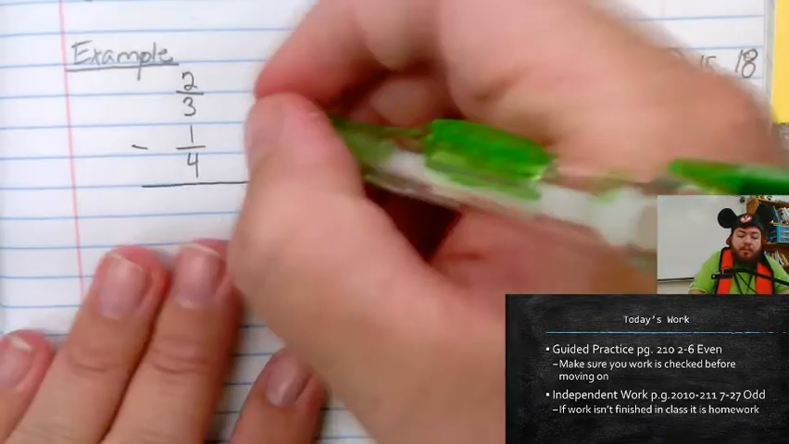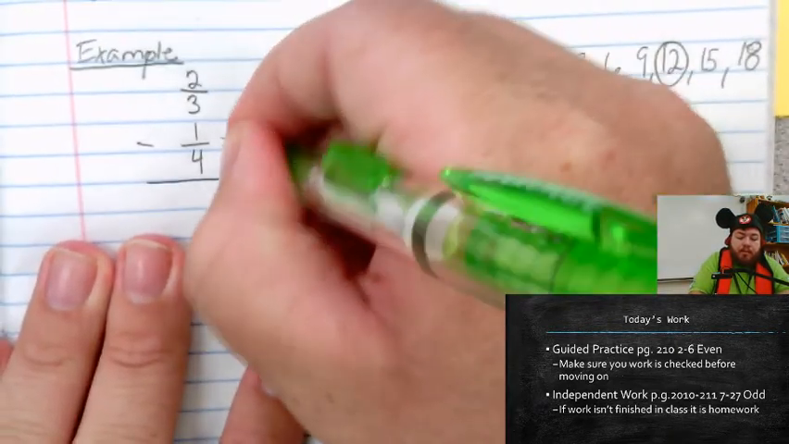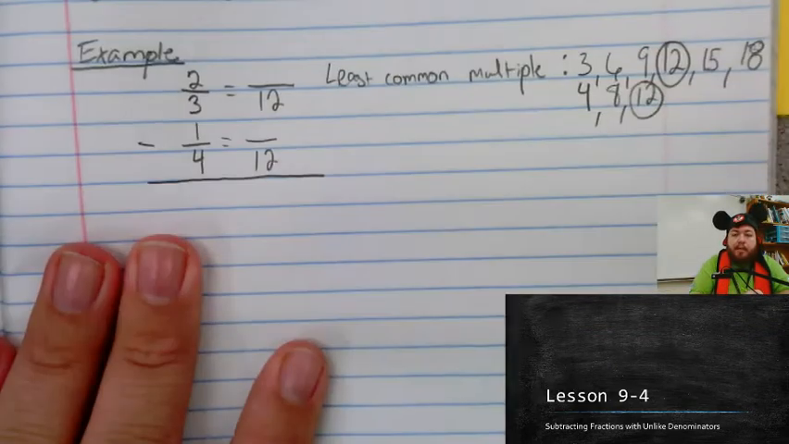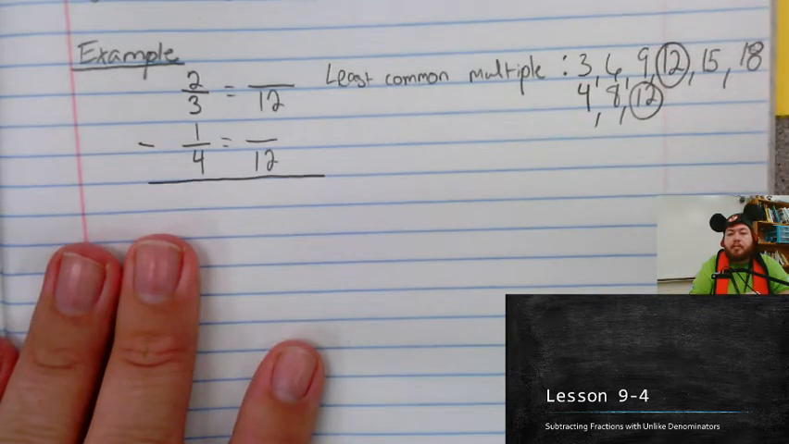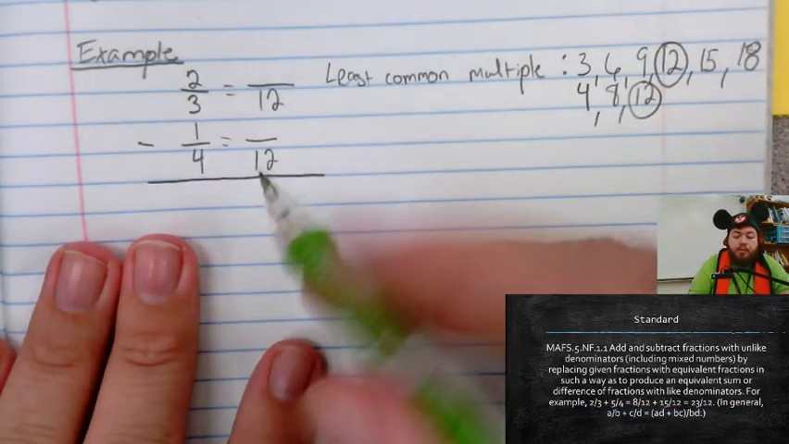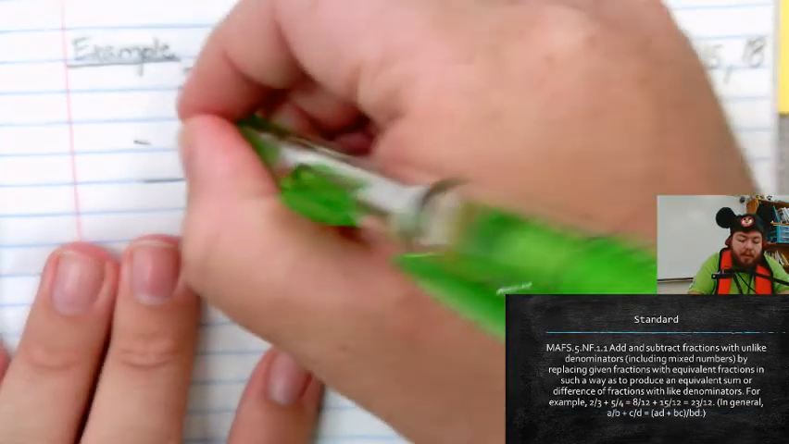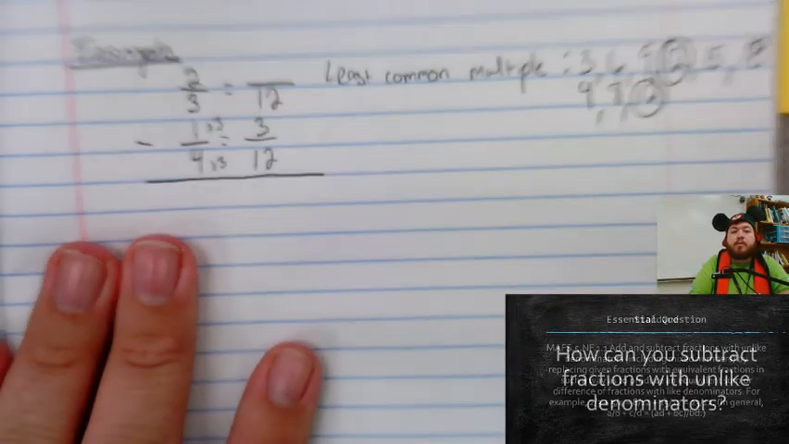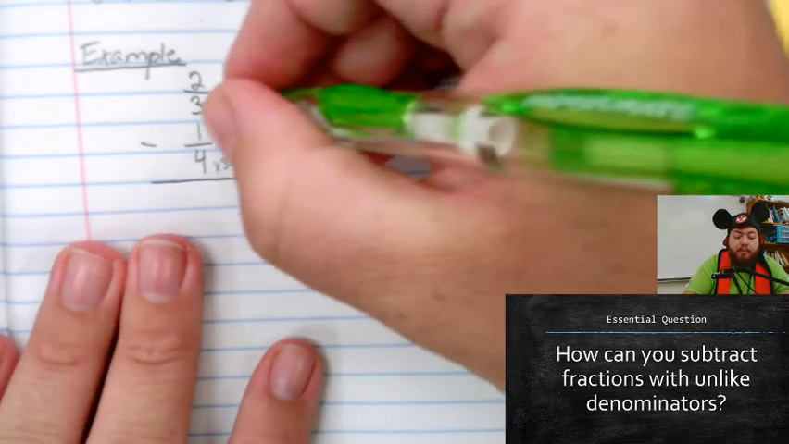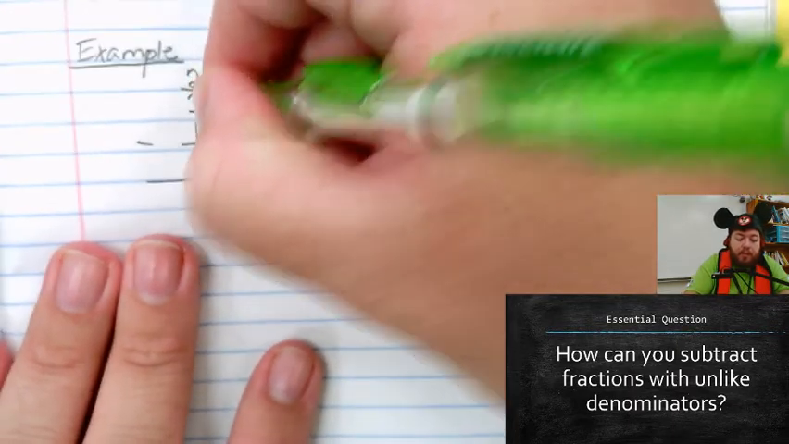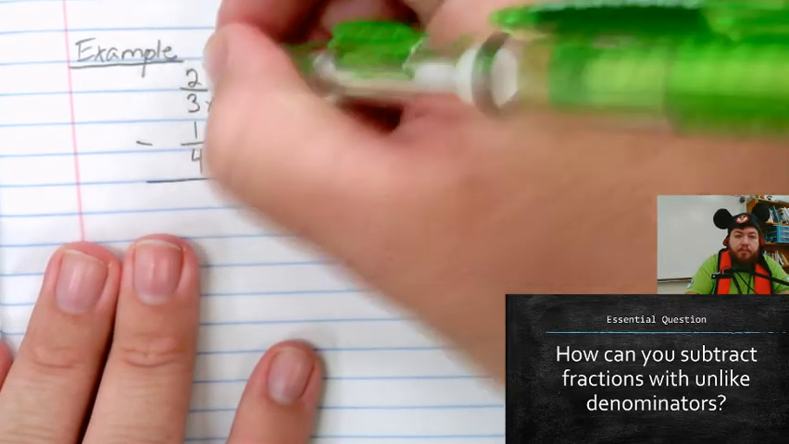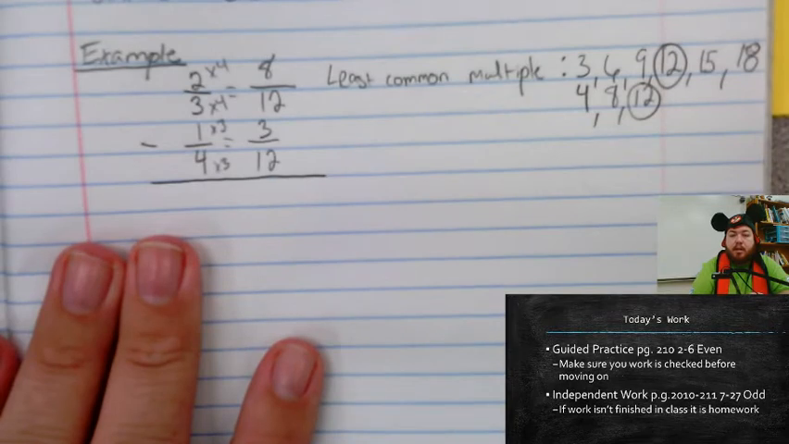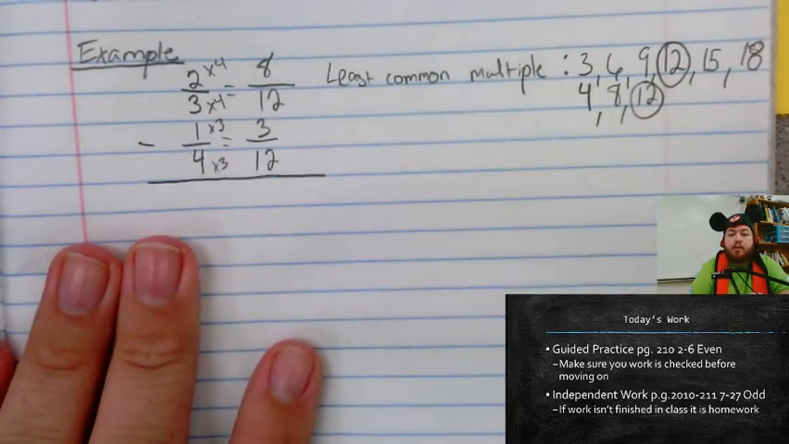Okay? Now I need to rewrite my problem as 12ths. And in order to do that, I need to find out how many times I multiply the number to get to 12. So 4 times 3 is 12. So that was times 3, times 3. That's going to give me 3/12, which is equivalent to 1/4. Same thing for above. 3 goes into 12 4 times, times 4, times 4. So 2 times 4 is 8. So that would give me 8/12, which is equivalent to 2/3.